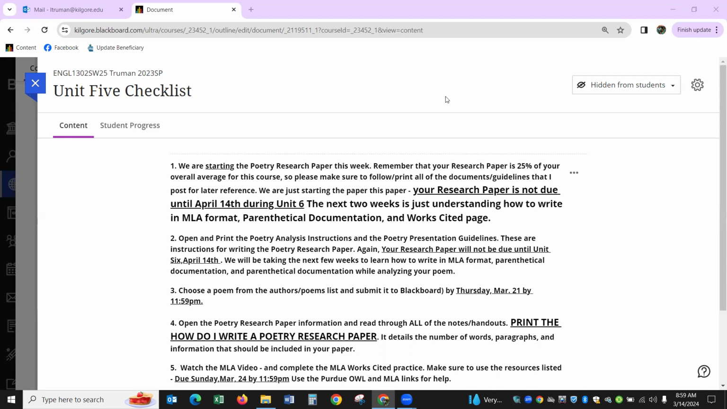This paper that you're going to be starting is worth 25% of your overall average, if you remember from the syllabus. So very, very important that you open up all of the instructions, the handouts, the things that I post over the next few weeks so that you are aware of the strict format of the paper, 7 paragraphs, the thesis statement. And so maybe you didn't do so well on the short story analysis. Turn that around and do well on this research paper.